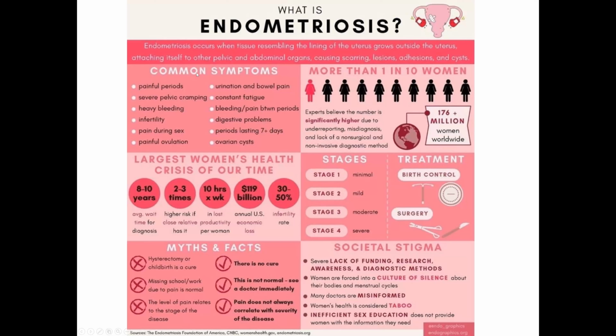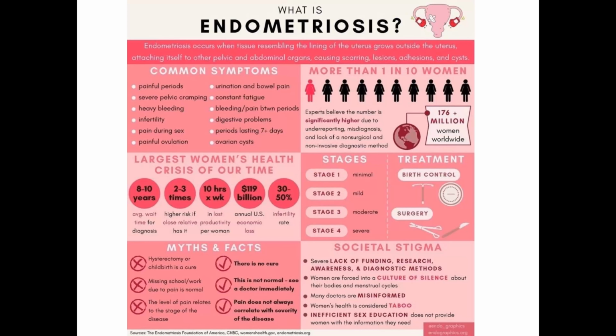So common symptoms are painful periods, severe pelvic cramping, heavy bleeding, infertility, pain during sex, painful ovulation, urination and bowel pain, constant fatigue, bleeding and pain between periods, digestive problems, periods lasting longer than 7 days, and ovarian cysts. And so this is one of the largest women's health crises of our time.